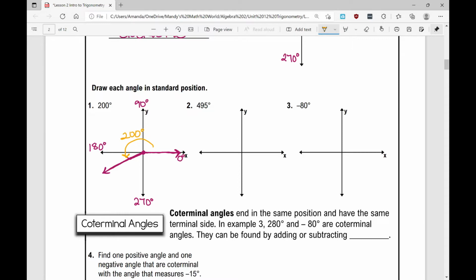Now number 2 says 495 degrees. Okay, what is that going to look like? Well, I know all the way around is 360 degrees. Well, 495 degrees, how many more degrees do I need to go to get to 495? Well, an initial 90 degrees, which would get me right here, would be 450 degrees. I need 45 more degrees to get to 495.